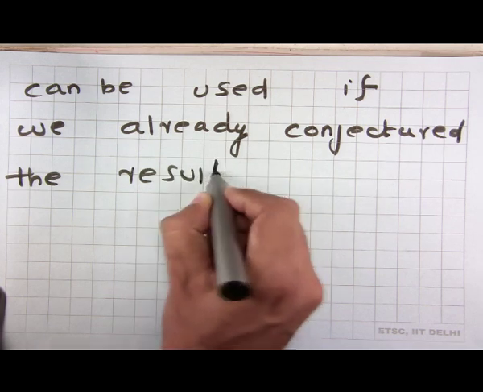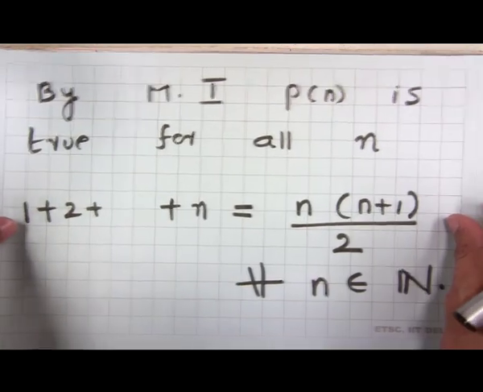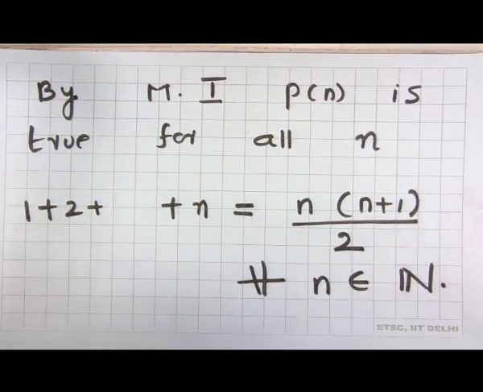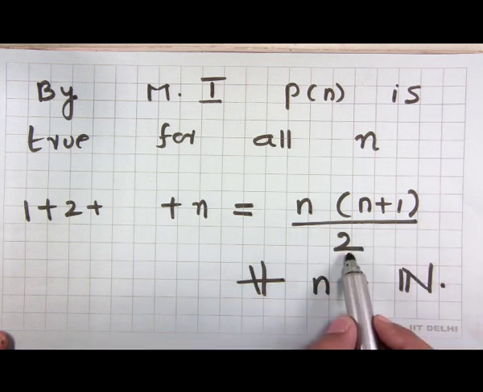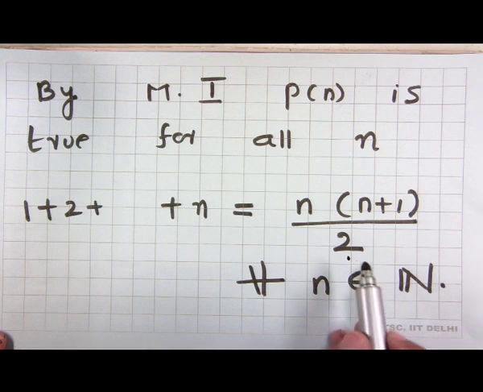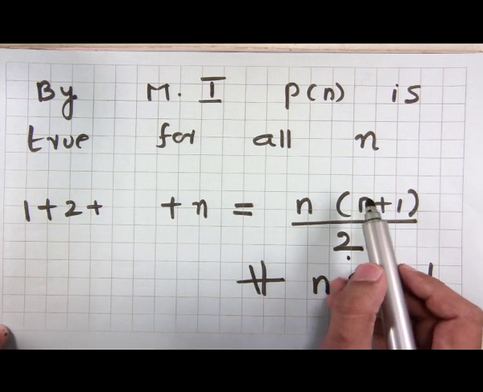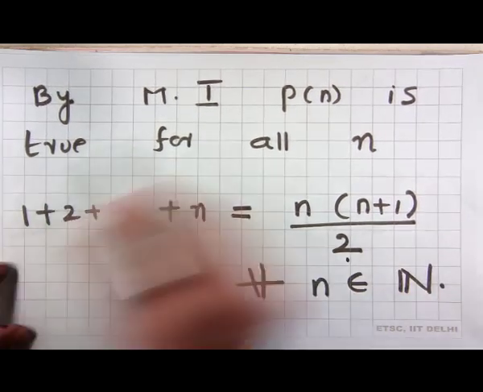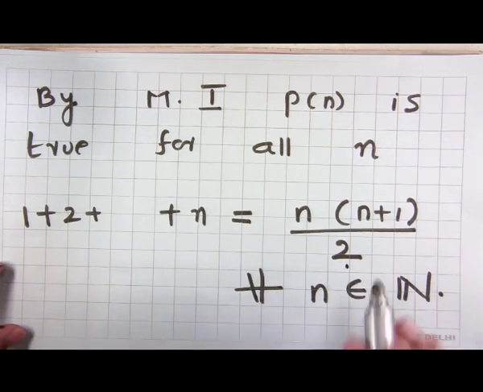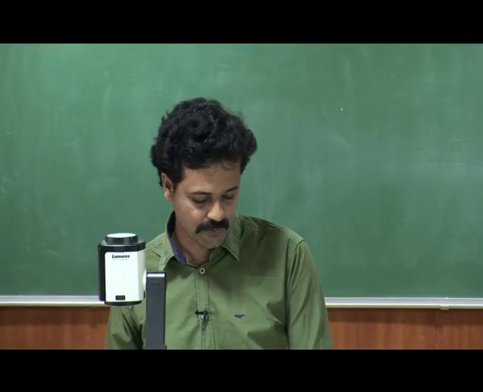Now, let me elaborate a bit more on this remark. Let us go back to the first example in which we used mathematical induction to prove that sum of first n natural numbers is n into n plus 1 by 2. Remember, we cannot come up with this type of formula using mathematical induction. You cannot come up with a summation formula with the help of mathematical induction. Once you have this formula a priori, we can prove it using mathematical induction. To make it more clear, let us continue with the example.